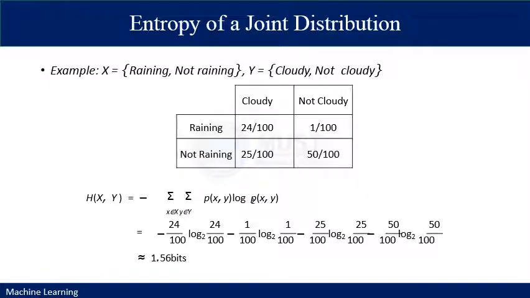So you can employ entropy to find out the uncertainty between different occurrences of events. You can also employ entropy to find out the joint distribution. As in this case, we have example data X of raining and not raining, and outputs of cloudiness. That means we check the occurrences of raining with the output of cloudiness.